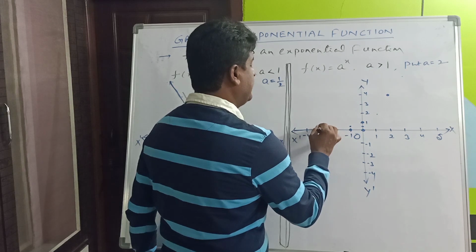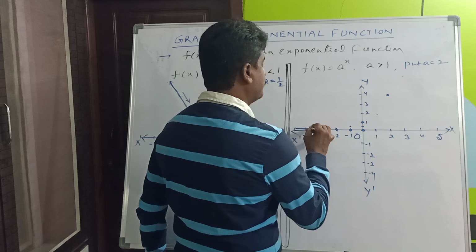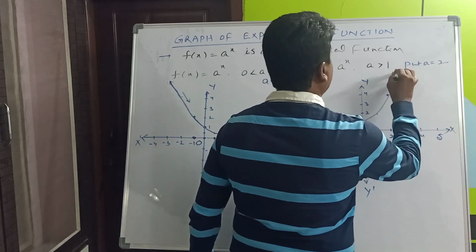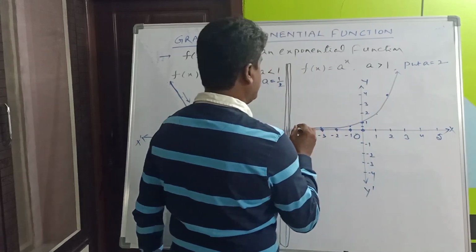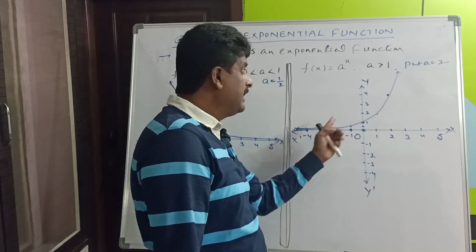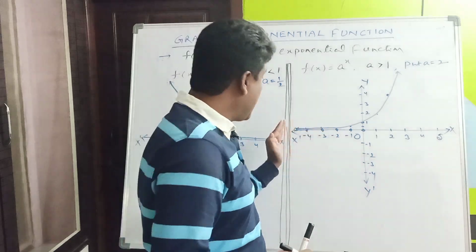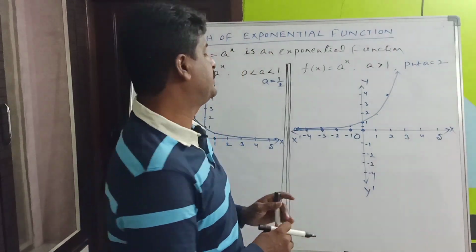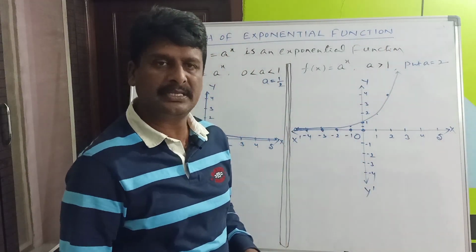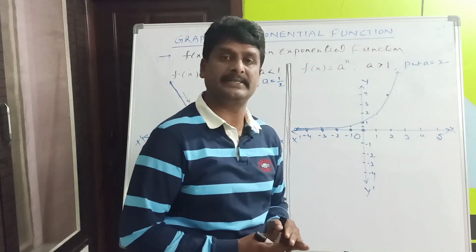When x is equal to minus 3, it becomes 1 by 8, then 1 by 16, like this. So this is the graph of an exponential function in this case. Of course, on the left side of the y-axis, the graph is asymptotic to the x-axis. As x values increase from left to right, the corresponding values of f of x also increase. That's why the graph is a completely increasing function in this case.